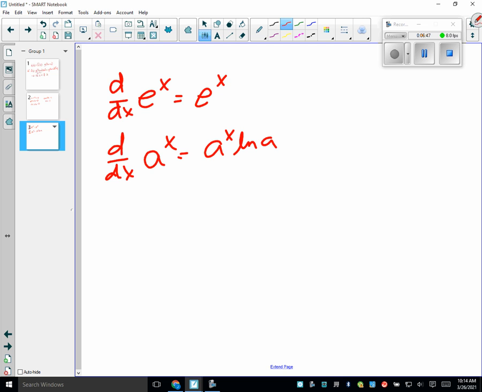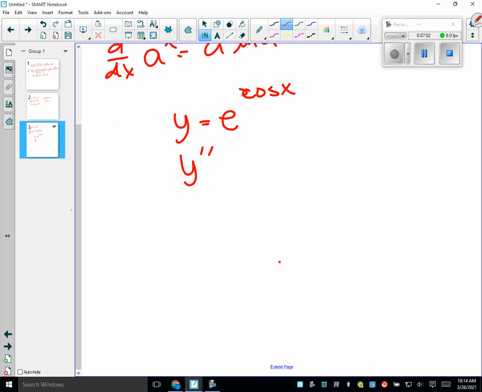Okay? So if y equals e to the cosine of x, find y double prime. What is y prime? E to the cosine of x times negative sine of x. That was good.